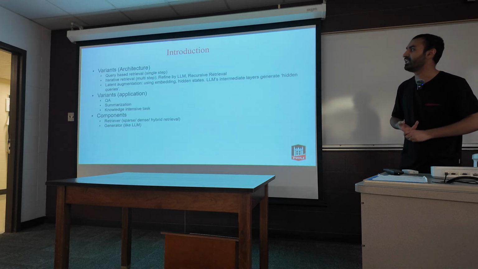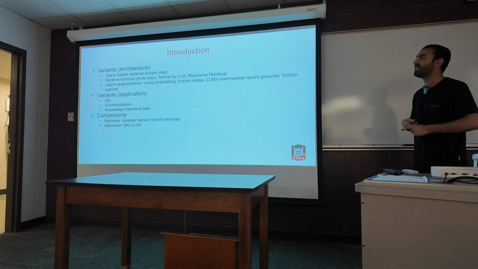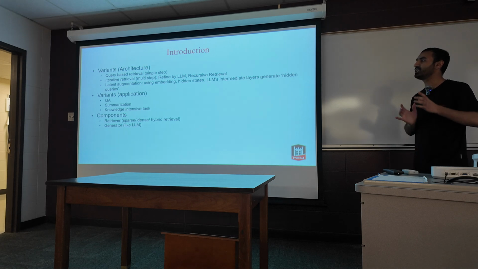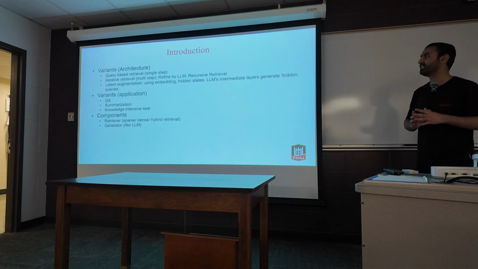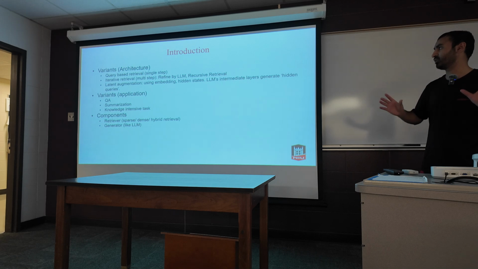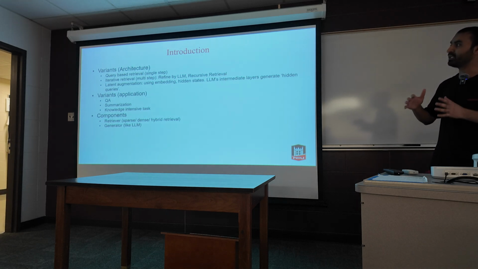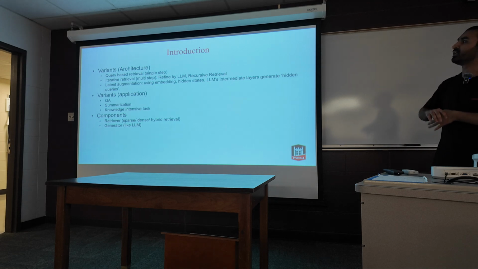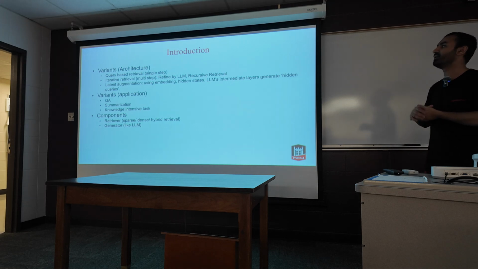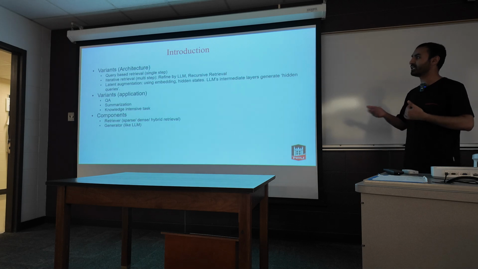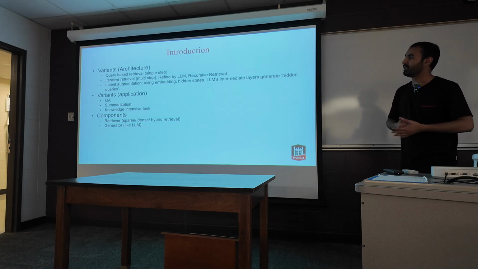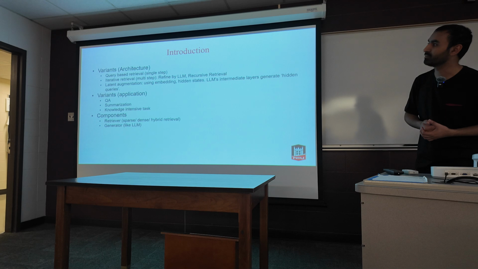Another variant is latent augmentation. In latent augmentation, it uses embeddings or hidden states; there is no straightforward textual query. Those embeddings or hidden states go to the retriever, and then based on cosine similarity, information is retrieved and sent to the LLM. These are the three types of variants in terms of architecture.